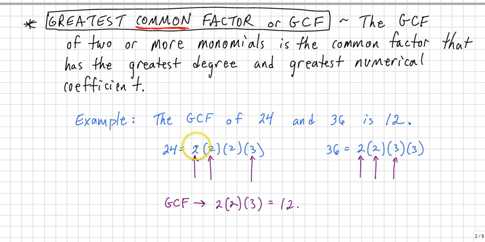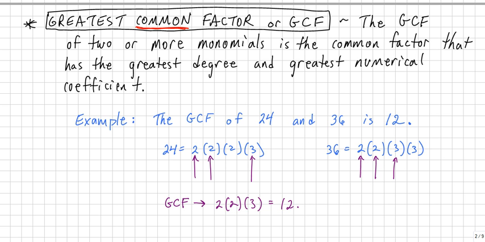So for example, I see that 24 has a 2 and 36 has a 2. 24 has another 2 and 36 has another 2. 24 has a 3 and 36 has a 3. So that's everything they have in common. So the greatest common factor would be all three of those multiplied together. So 2, 2, and 3 makes 12. So that's how we know the greatest common factor of 24 and 36 is 12.